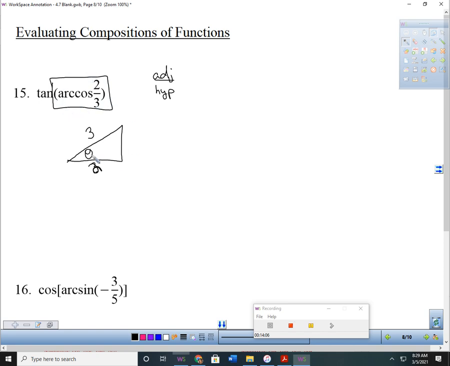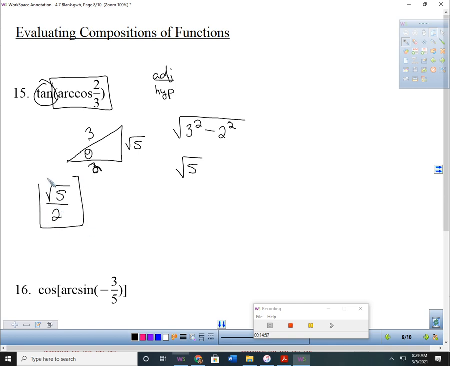So now I'm using the same triangle. I want to find the tangent value. Well, to find tangent, I need the opposite side over the adjacent. So I need to find the missing side. So this is a leg. So I'm going to do the square root of the hypotenuse squared minus the leg that I have squared. So 9 minus 4, which is 5, correct? So I get the square root of 5. So to find the tangent of that same angle, I do opposite over adjacent. So that would be square root of 5 over 2.